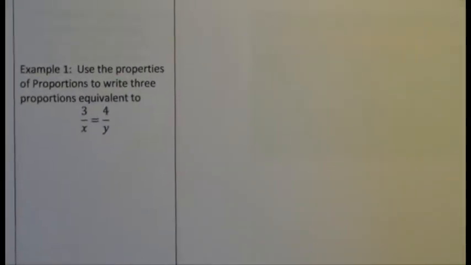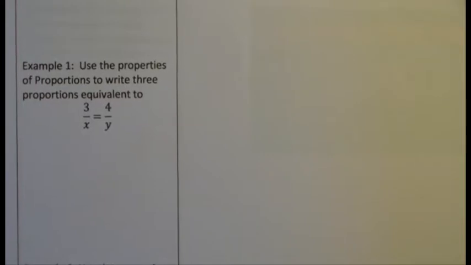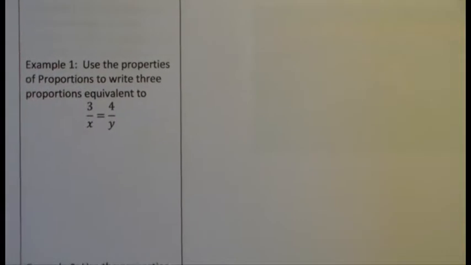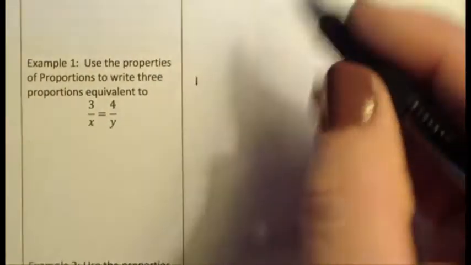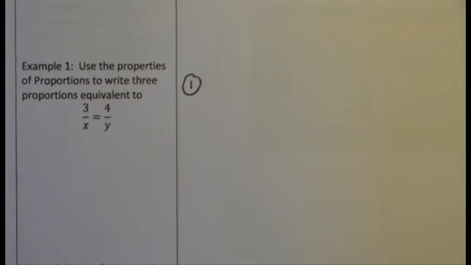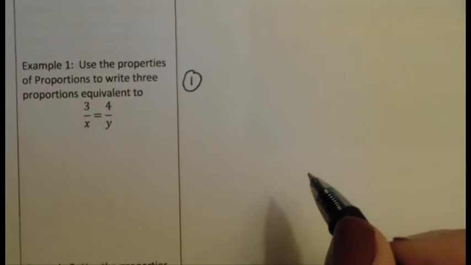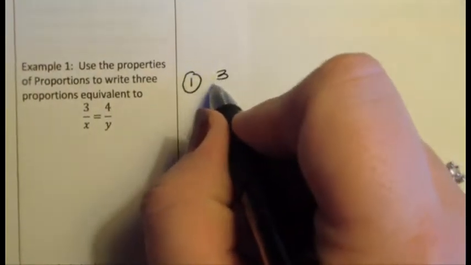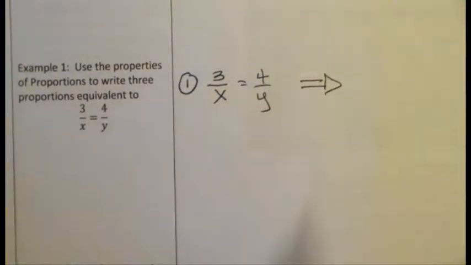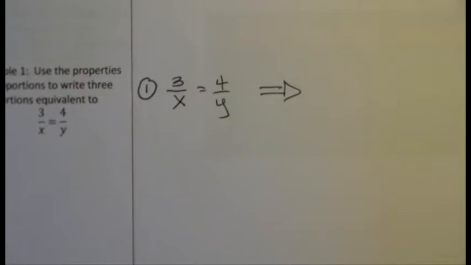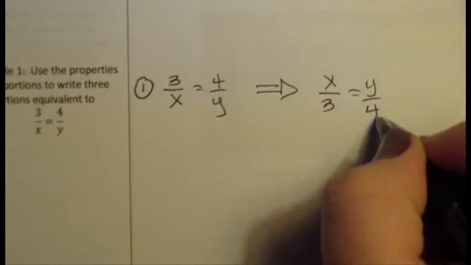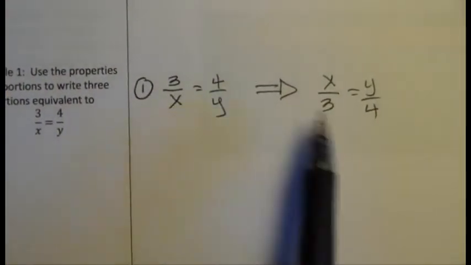So example 1 says to use the properties of proportions to write 3 proportions equivalent to 3 over x equals 4 over y. Proportion property 1 says all we got to do is write the reciprocals of each. So if our original is 3 over x equals 4 over y, it's equivalent to x over 3 equals y over 4. That's all you got to do. Those are equivalent.